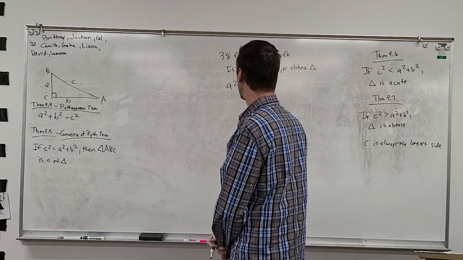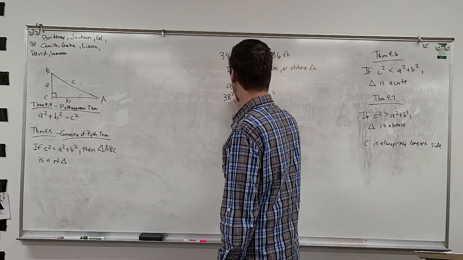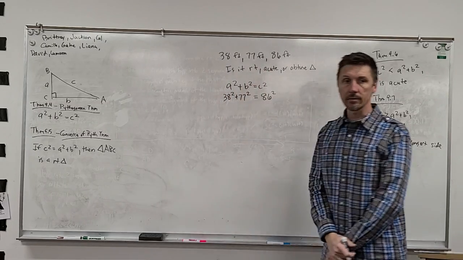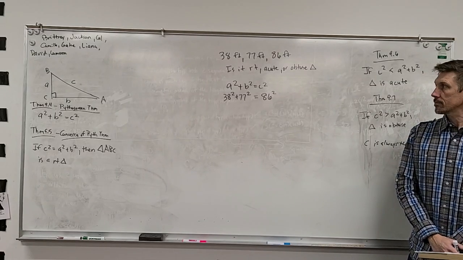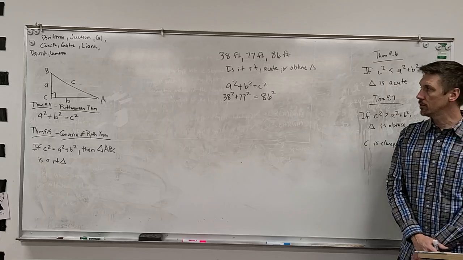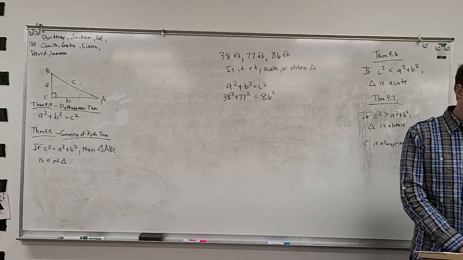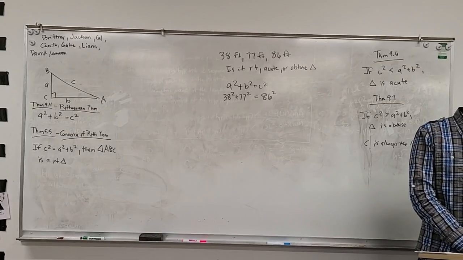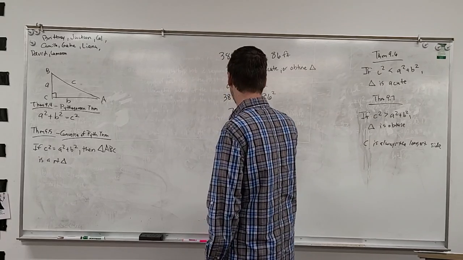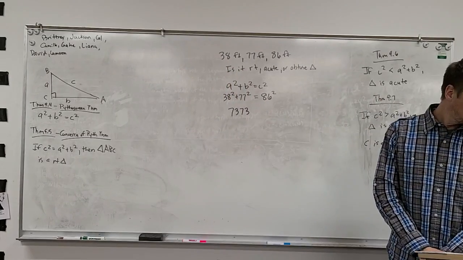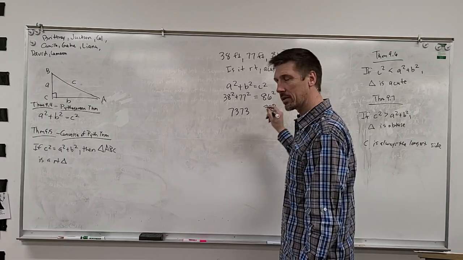So 86 squared. It doesn't matter which one you pick for a and b because we're squaring both of them and adding them together. Then you just square everything. Who can tell me what 38 squared plus 77 squared is? 7373. And what is 86 squared? Let me do it in my head. 7396? Is that right? Yeah.